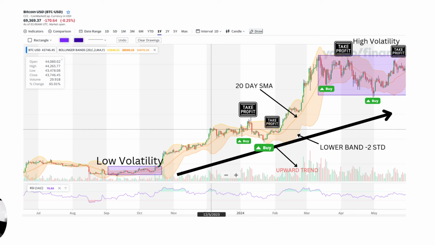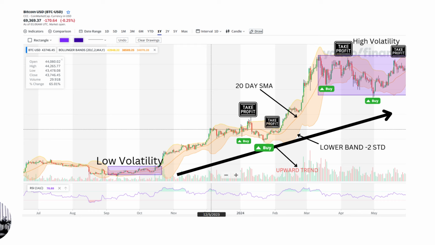And then you take your profits when the price moves to the outer bands again, and you look for it coming back to the lower bands and you go in again. So once you're studying your charts and looking at it properly and have an in-depth analysis, you can make very good decisions using the upward trend analysis.